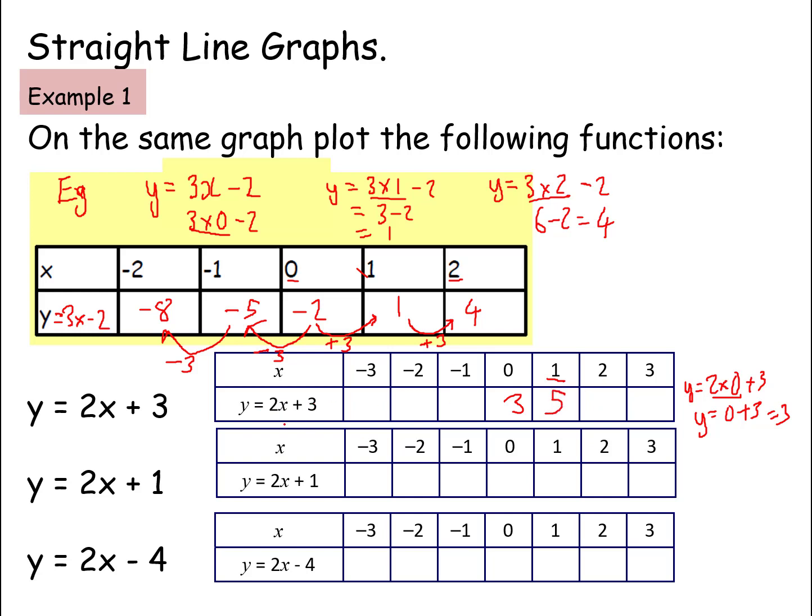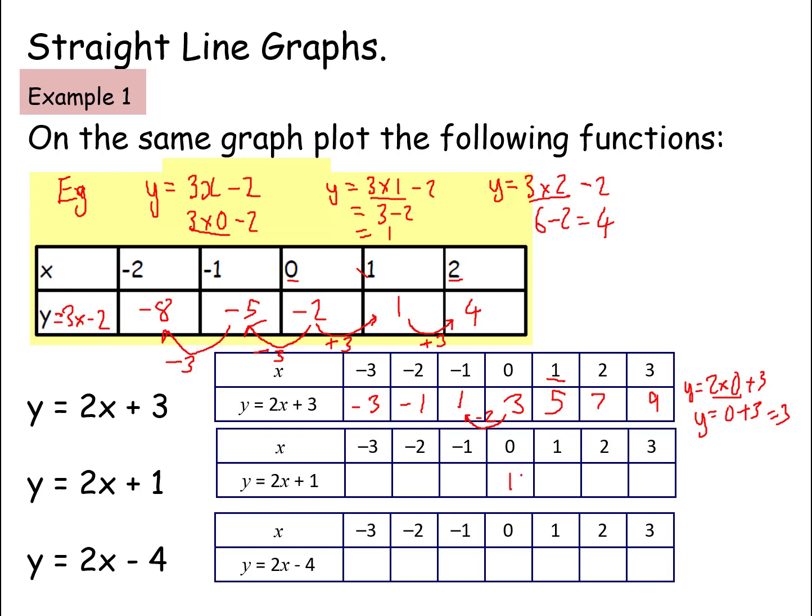Now 2 times 2 is 4, add 3 is 7. Now you can see the pattern, it's going up by 2. So that must mean that's going down by 2. And then you fill in your table of values very quickly this way. Right, give the other 2 a go. Pause the video and I'm just going to put the answers in.